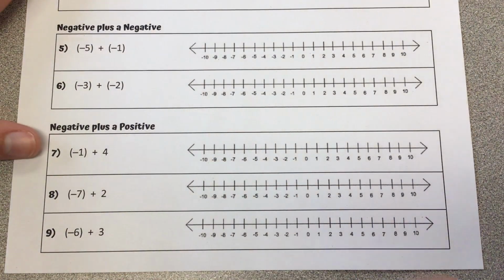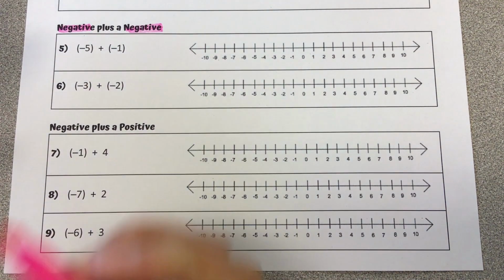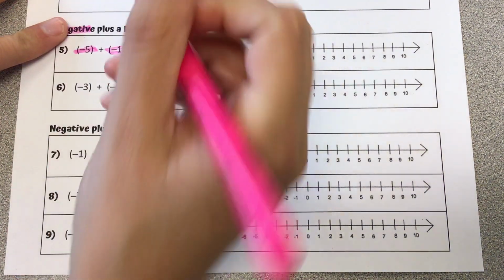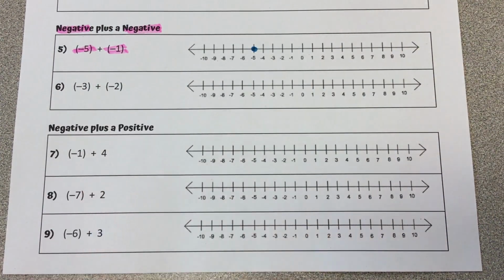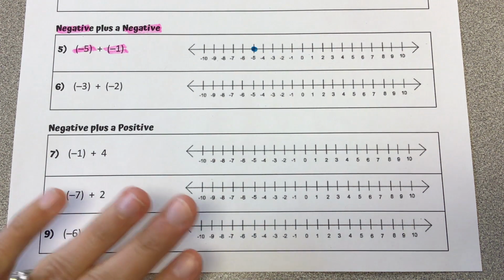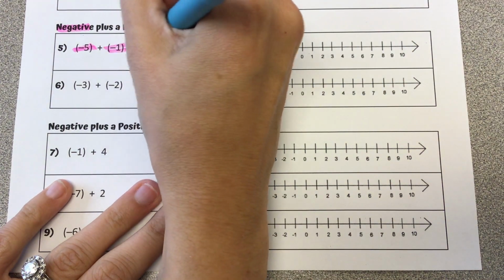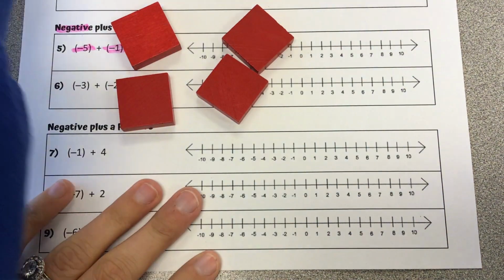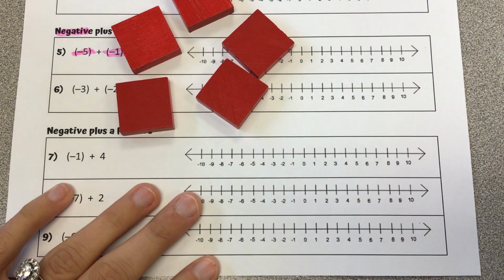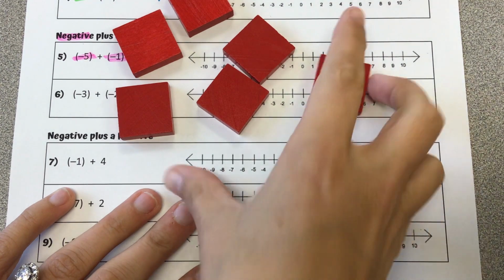Now let's look at a negative plus a negative. So we have -5 plus -1. So I'm going to start on the left at -5. When we add a positive, we go to the right. We're adding a negative, so we're going 1 to the left, which leaves us at -6. Thinking about it with our counters, we started with 5 negatives. We're adding 1 more. Now we have a total of 1, 2, 3, 4, 5, 6 negatives.